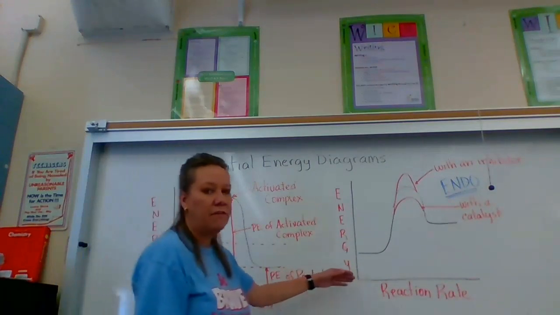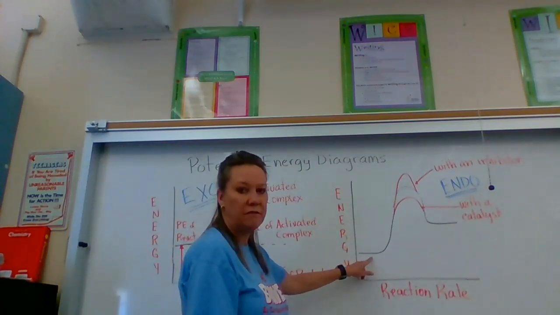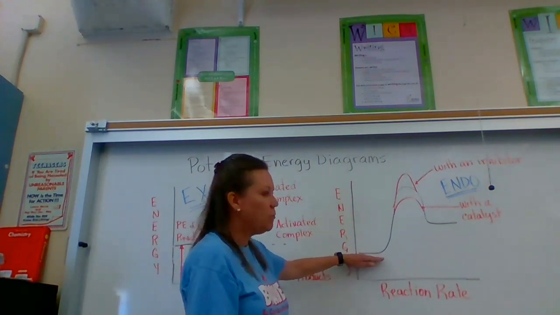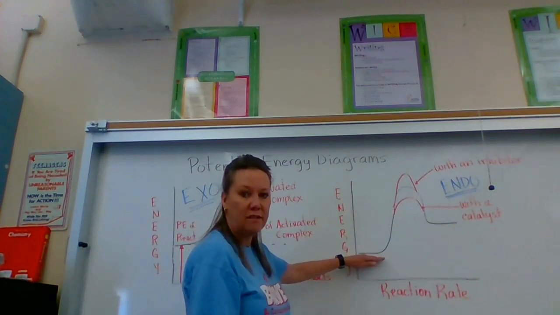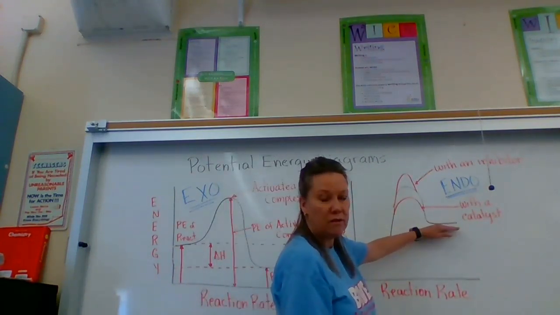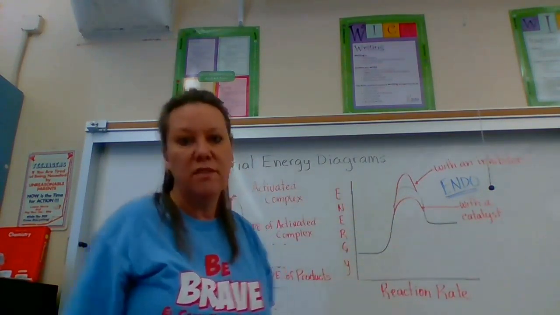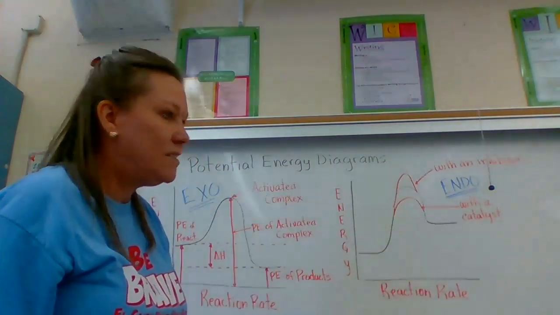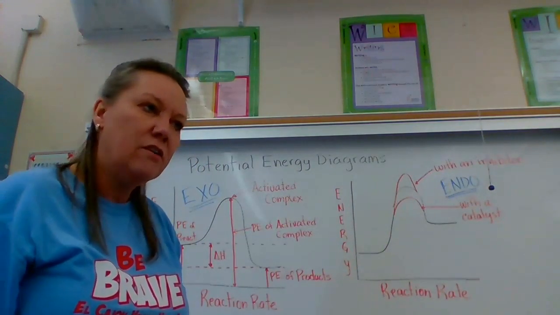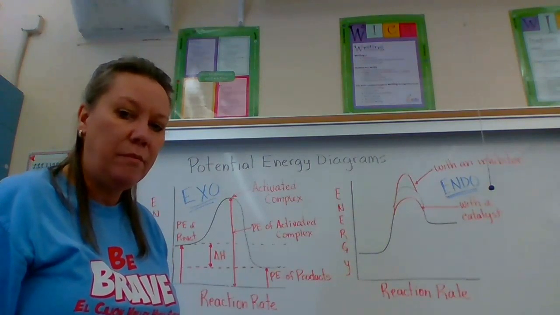In the second graph, it's set up exactly the same way, except you can see the shape of the graph is different. Here, the potential energy of the reactants is less than the potential energy of the products. So the change in heat is also delta H, but in this case, it's endothermic. Energy had to come into the system in order for that reaction to happen.